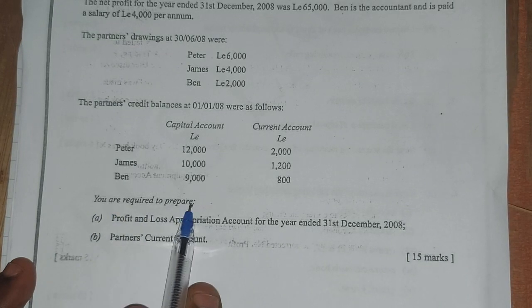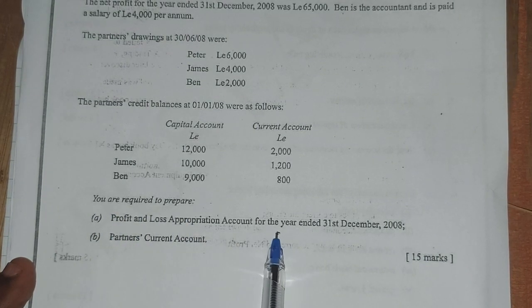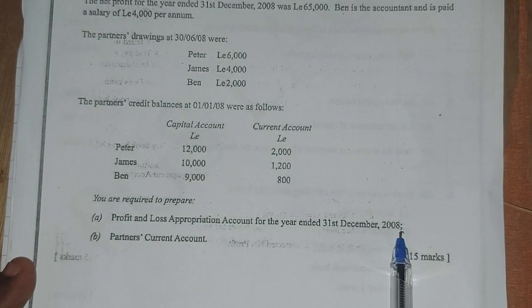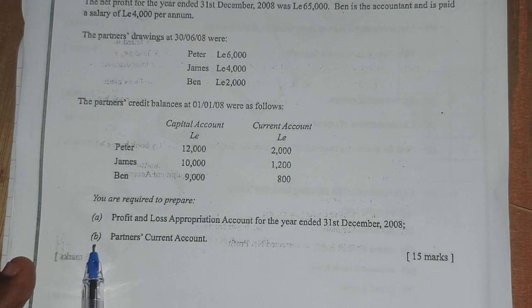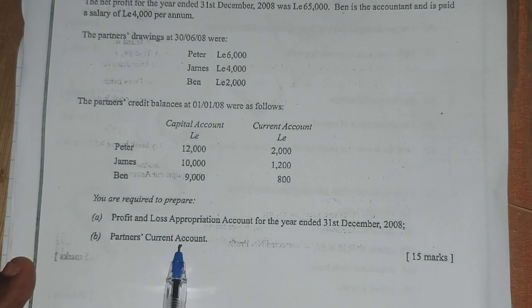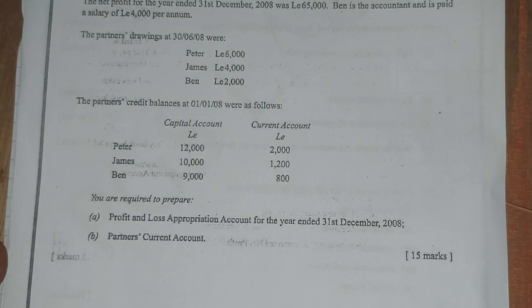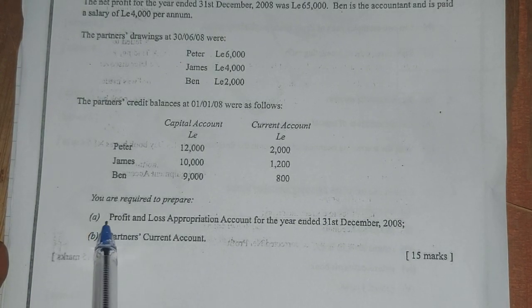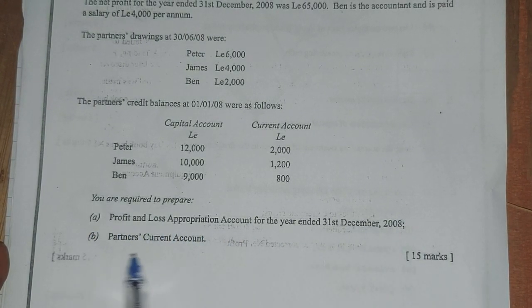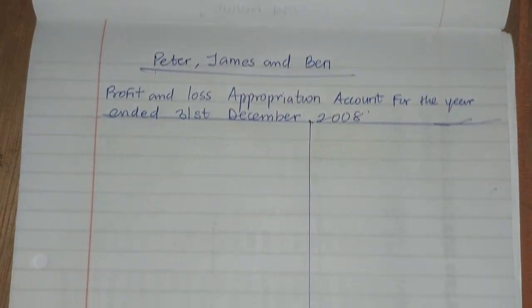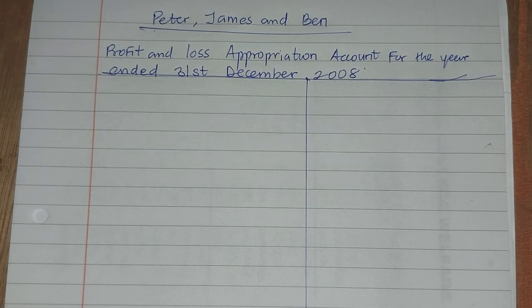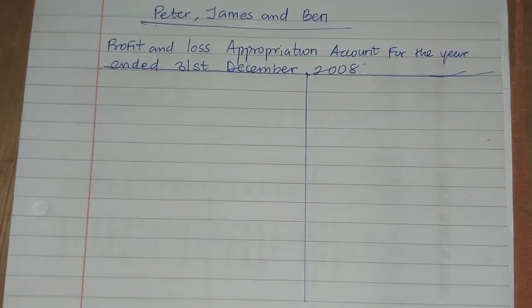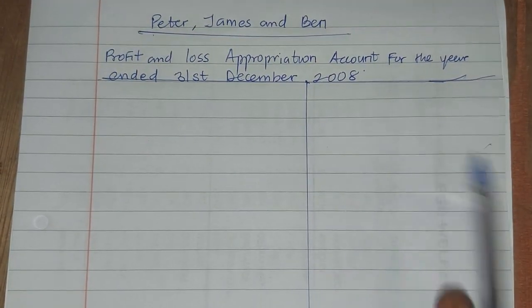You are required to prepare the profit and loss appropriation account for the year ended 31st December 2008. Then you have to prepare partners' current accounts. So the first thing is to write out the format for these two accounts. Then you spell out your formats for the profit and loss appropriation account in this manner.